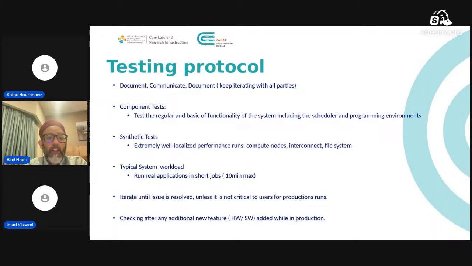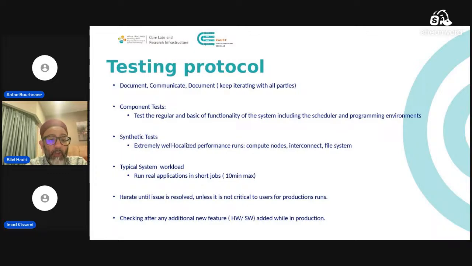So what should be the testing protocol? Here I want to iterate, document, and communicate with all the parties. If you don't have something written, or you do not communicate it with the vendor, or with the sysadmin, or with your team, and also with the user, it will not work. You need to check what are the component tests that you would like to test. Is it just basic functionalities? It should include many things. It's not only the scheduler, it's also your programming environment, and we'll see it.